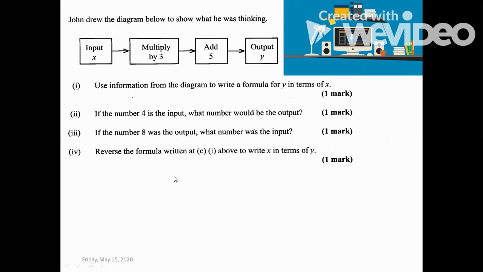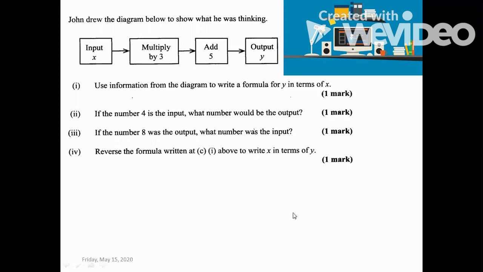All right, so what we have here is a little flow chart, and basically it's a basic input-output diagram. You input x, multiply by 3, and add 5, and the output is going to be y. So it's like a little factory, you input certain things and add certain ingredients and you end up with a product at y. Part 1: use information from the diagram to write a formula for y in terms of x. In other words, y must be equal to something.